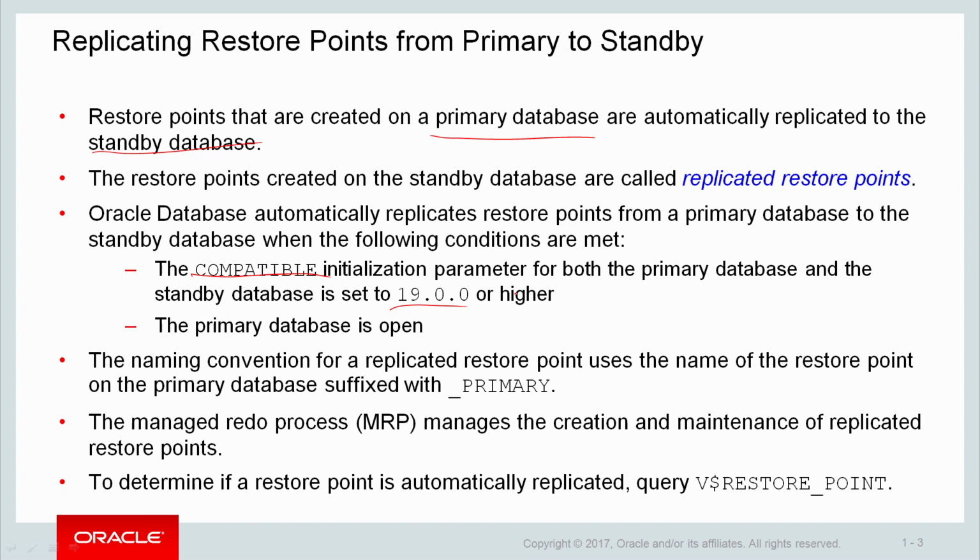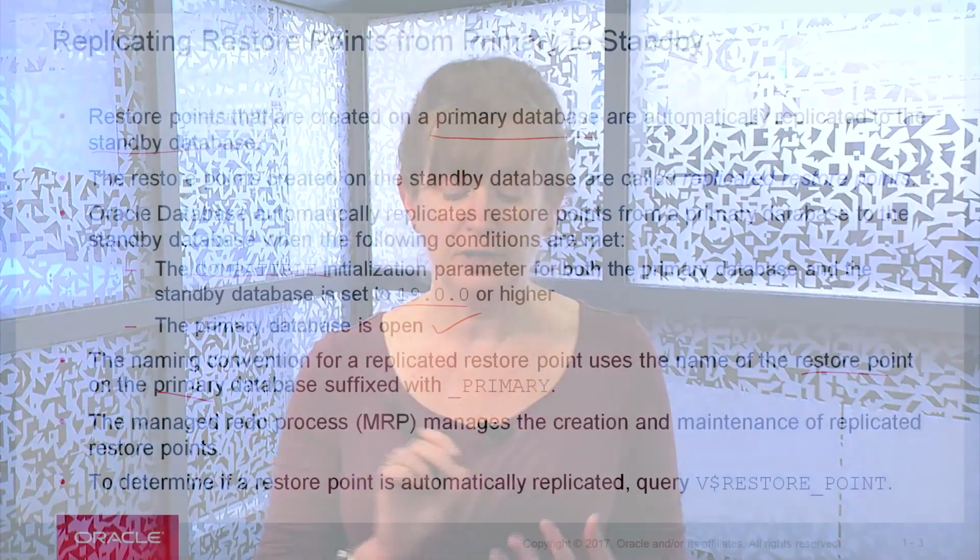Because the restore points are replicated using redo, and the database doesn't create redo if it's mounted, if you create a restore point with the database mounted, this cannot be replicated across to your standby database. So replicated restore points are only created if the primary database is open. The naming convention for a replicated restore point uses the name of the restore point in the primary and suffixes it with _PRIMARY. So if you were to create the restore point in the primary as pre-upgrade, then in the standby it would be called pre-upgrade_PRIMARY.